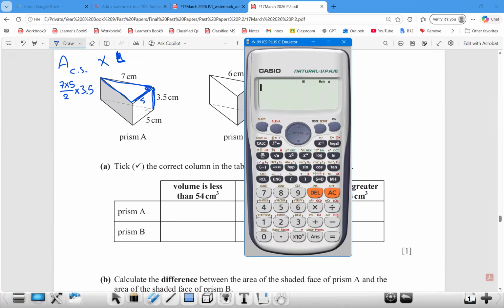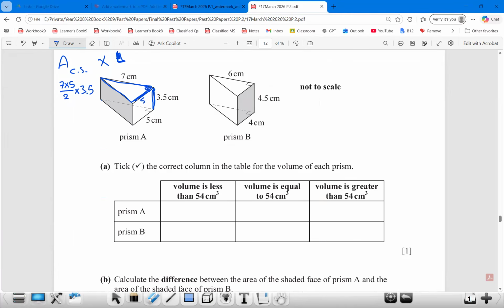7 times 5 is 35, so 35 divided by 2 is 17.5. Then you multiply by 3.5, which gives you 61.25. So the volume of 61.25 is greater than 54. What about the other one?